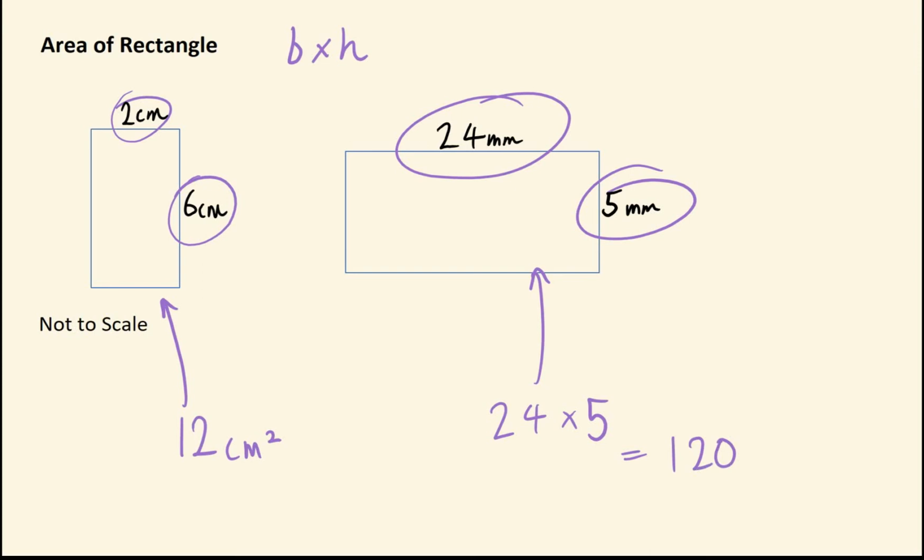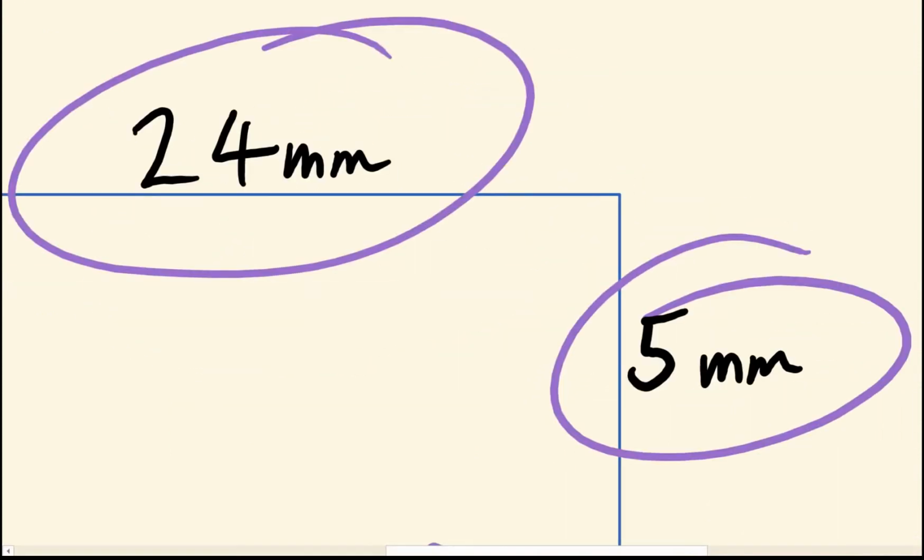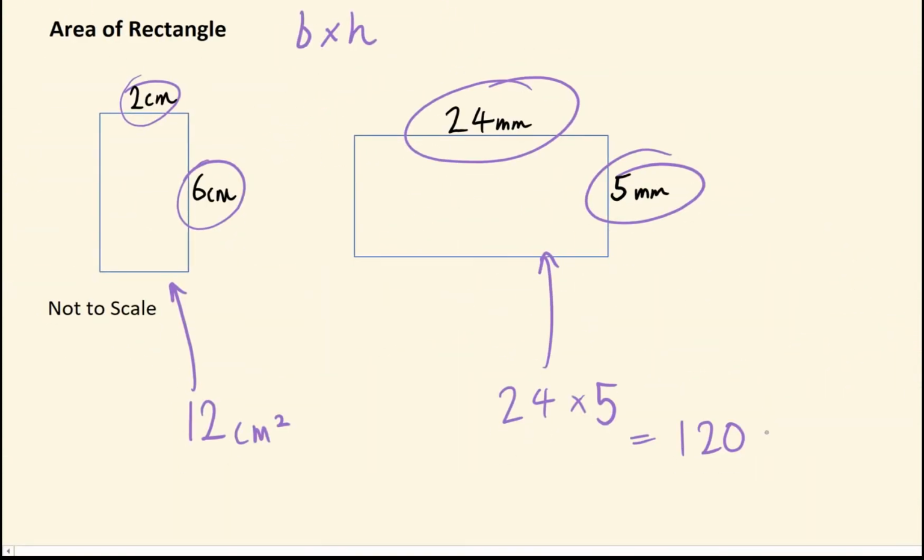Here, slightly different. You may have noticed these lengths are in millimetres. So that means rather than centimetres squared, it's going to be 120 millimetres squared. Quick aside, don't bother trying to change this back into centimetres squared. It's not as easy as it looks. Just leave it at the same units you've got from the question, and that will make you make fewer mistakes as you go on.